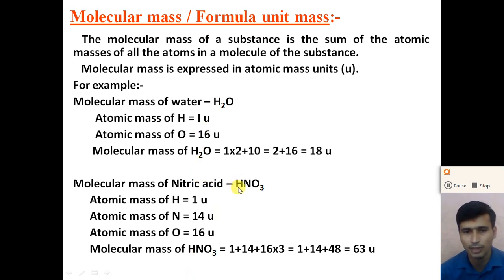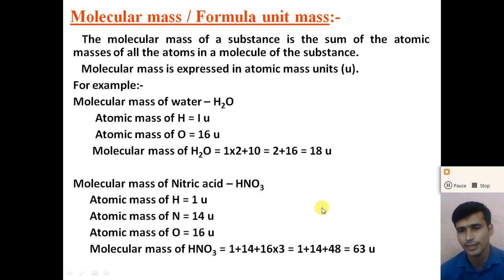So here the molecular mass of hydrogen is 1, plus the atomic mass of nitrogen is 14, plus 3 into the atomic mass of oxygen, which is 16 into 3, we get 48. So 1 plus 14 plus 48, we get 63 u. So the molecular mass of HNO3 is 63 u. Similarly, you can calculate the molecular mass of any substance, right?